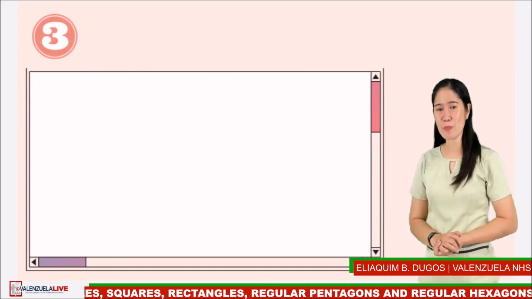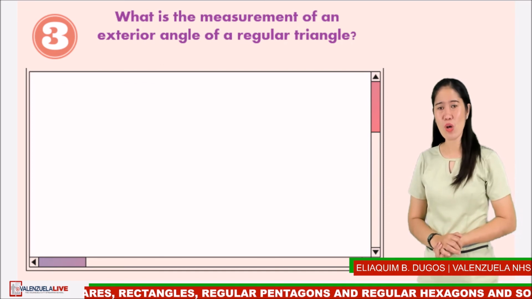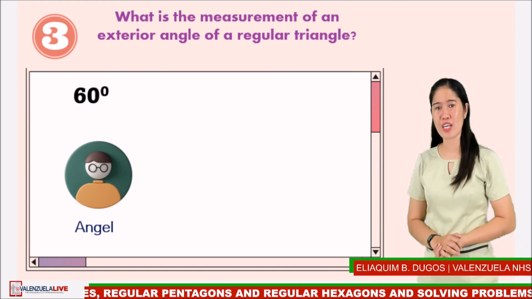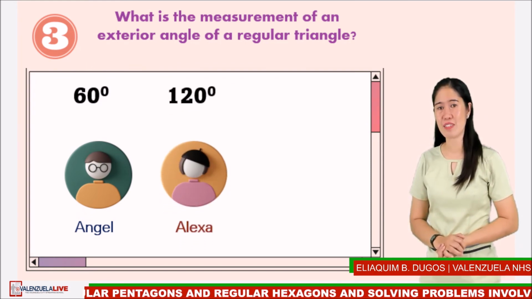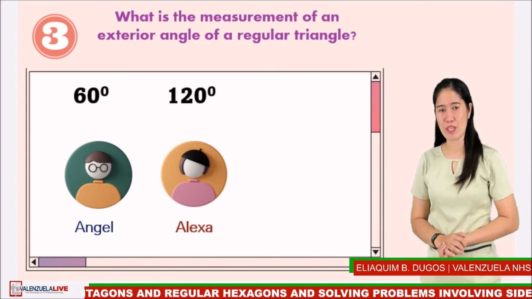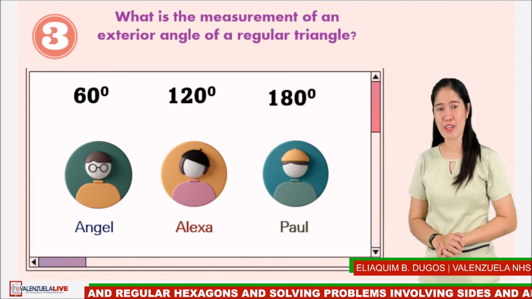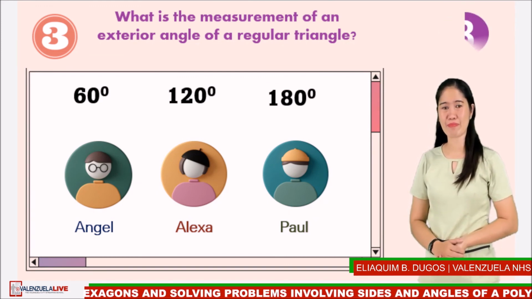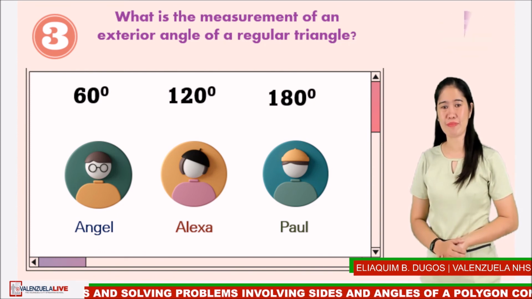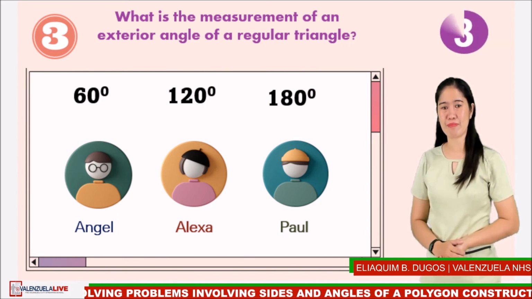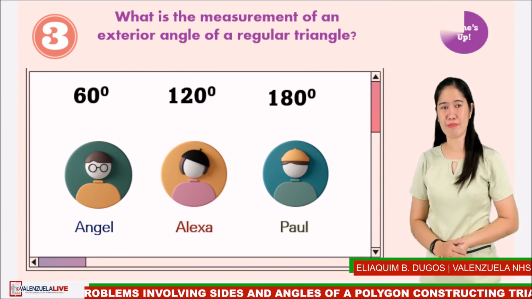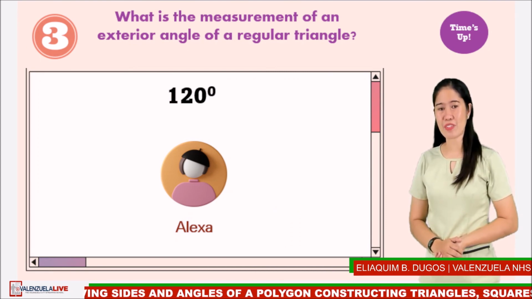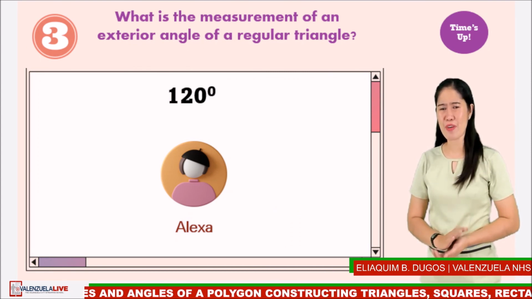Excellent. Moving on to problem number 3. What is the measurement of an exterior angle of a regular triangle? Is it Angel, who answered 60 degrees, Alexa, 120 degrees, or Paul, 180 degrees? 10 seconds. And the correct answer is Alexa, who answered 120 degrees. Very good, grade 7.